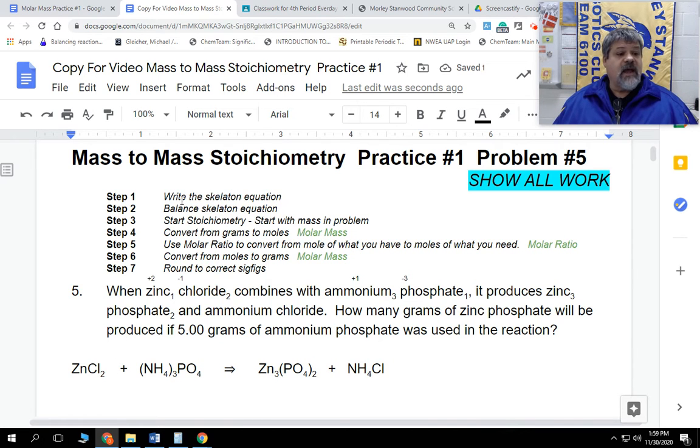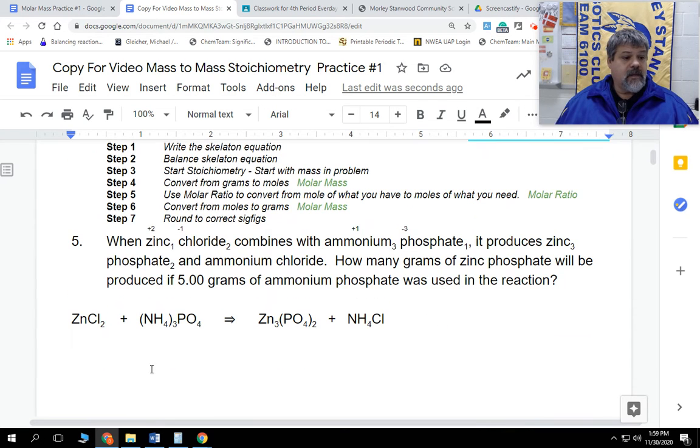So now what do we have to do? We have to balance that skeleton equation. So we're going to go ahead and put down all the elements that we have on each side. So we have zinc, we have chlorine, and now because we have the ammonium and phosphate on each side, if you remember going back to balancing equations, we're going to cheat a little bit here and keep those together. So we have NH4, and then we have PO4.